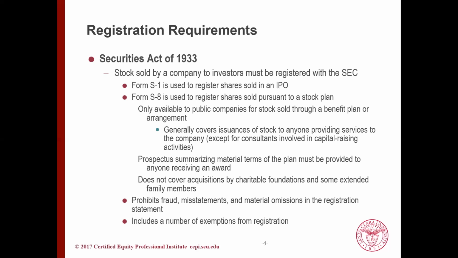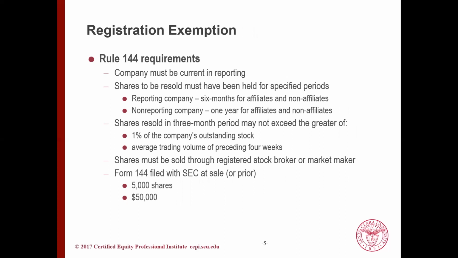So let's move on to the next slide and talk about one of those registration exemptions, Rule 144. What you'll remember from Level 1 is that there are two parts of Rule 144, and this part is talking about the exemption from registration. Under Rule 144, the company must be current in its reporting. The shares to be resold must have been held for specific periods. We've listed some here, but they're also further detailed in your textbooks.